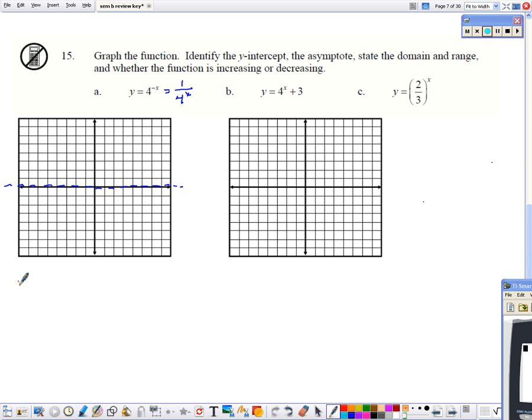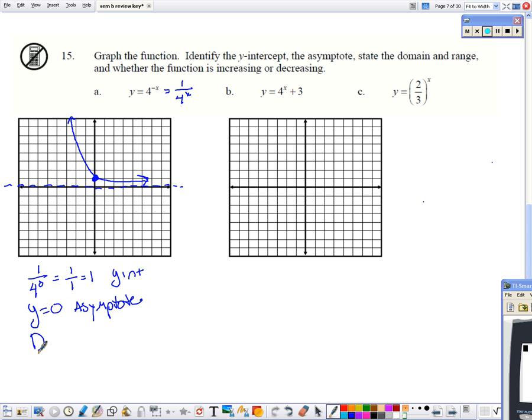For the y-intercept, that's when x is 0. So let's plug that in. Well, that's 1 over 1. So my y-intercept is 1. I have my asymptote, that is the line y equals 0. Now, because this is in the denominator, it's going to be a decay function looking like this.